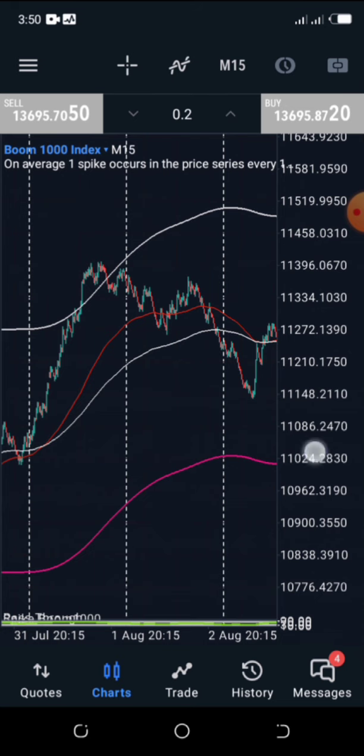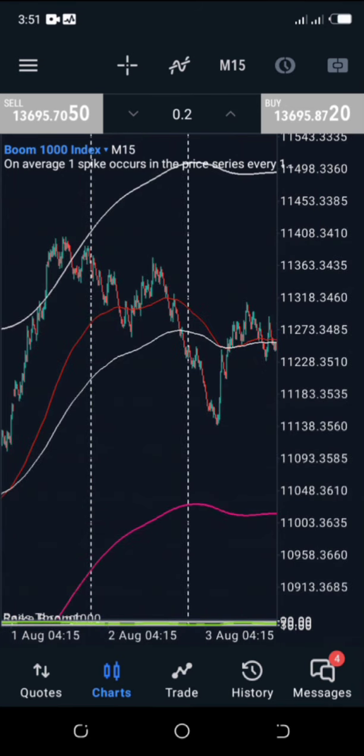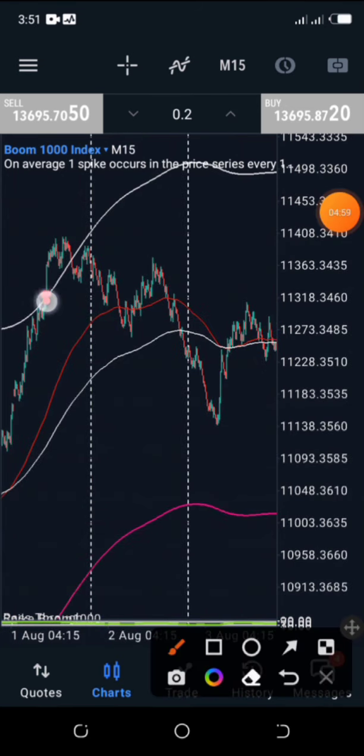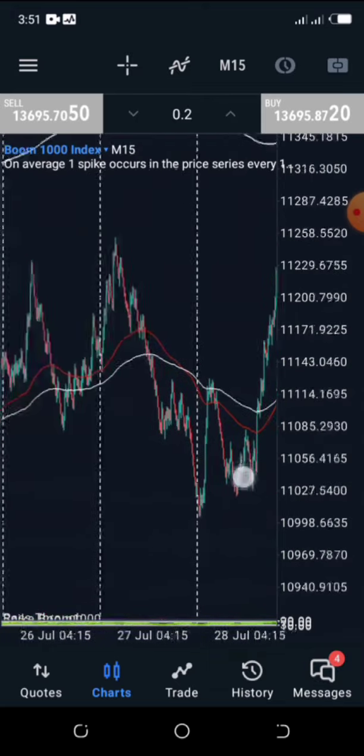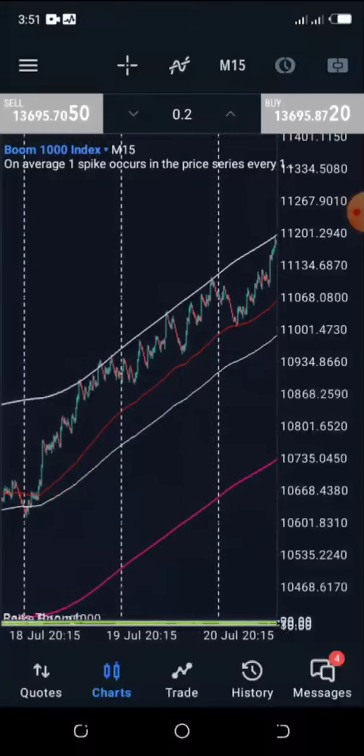You understand that? So this is going to be like a loss because it spiked above our entry, but no problem. Eventually it still comes to the downside. Can you see that? Eventually it will still come down, but we are talking about sniper entry here.